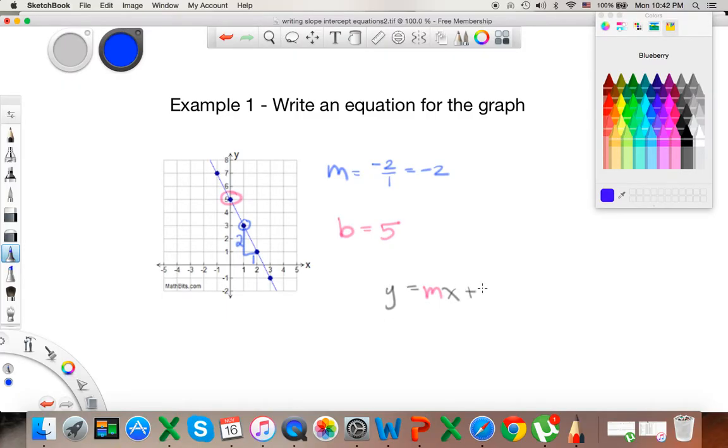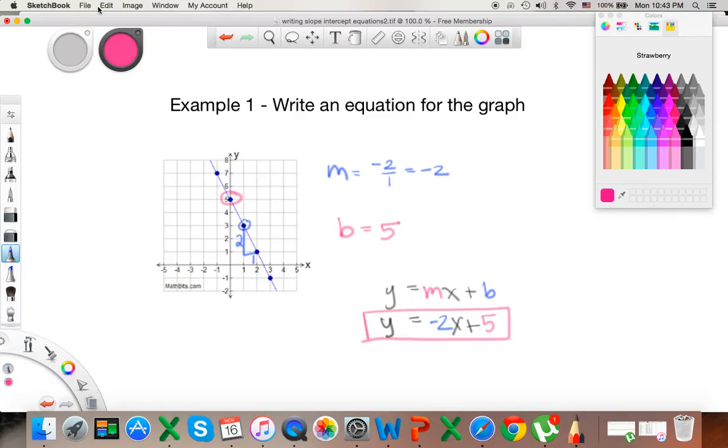Okay, and I substitute in, instead of m, or instead of the slope, I'm going to put in -2. Oh, I mismatched the colors. Bummer. Sorry, guys. Trying to do this for you to help you, and I think I may have actually confused you. The slope is -2, and the y-intercept is 5. So our equation is y equals -2x plus 5.